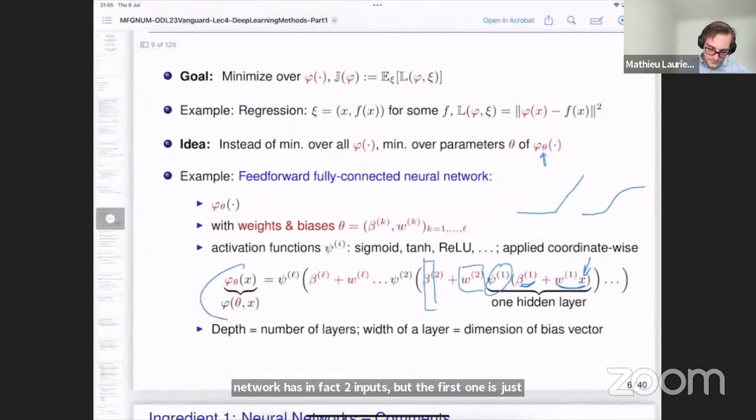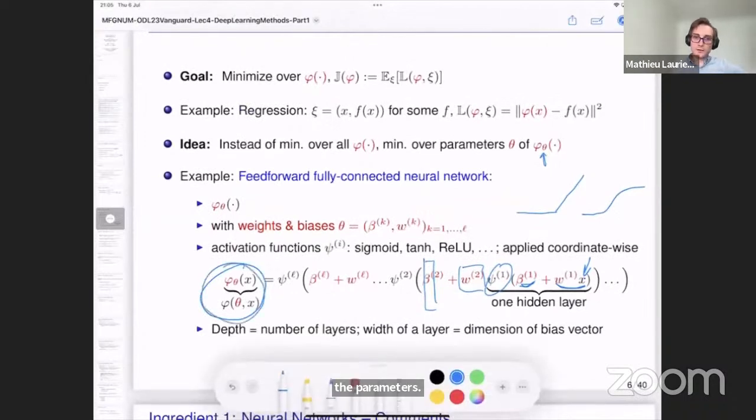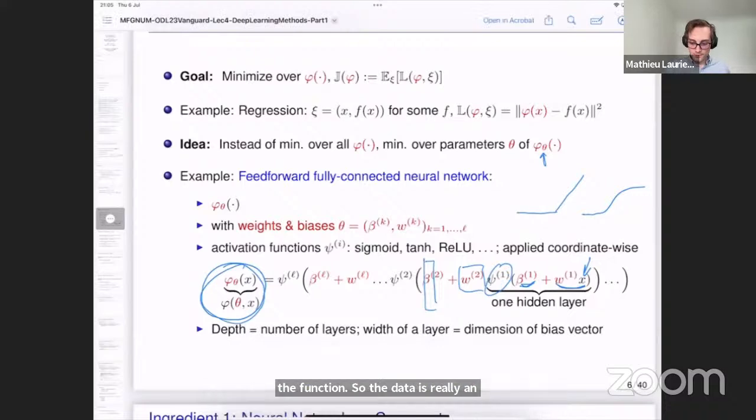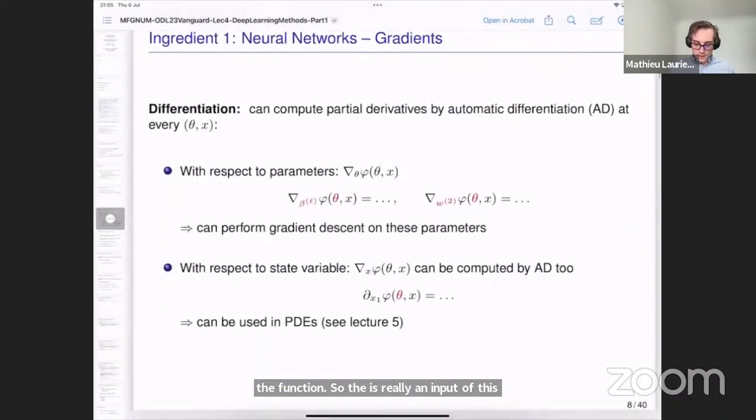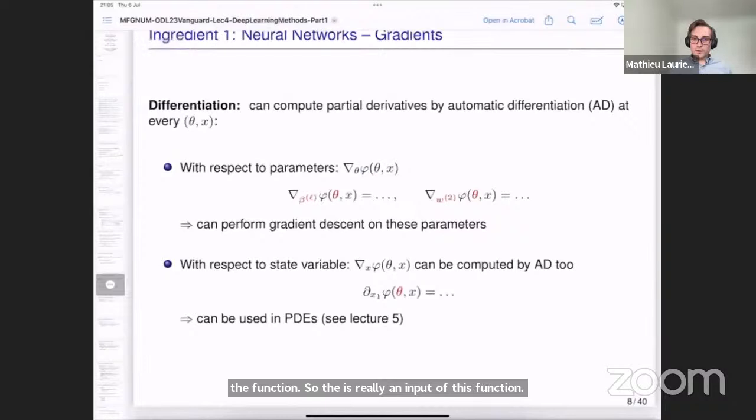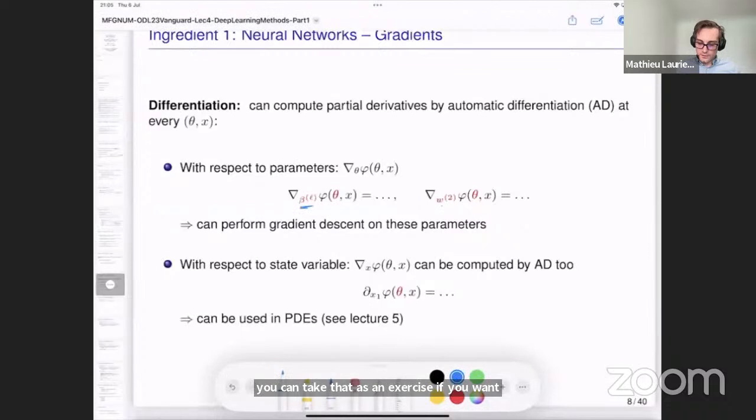If I go back here on the left, you see that sometimes I will use the notation phi subscript theta to mean that theta is a parameter. It's kind of fixed when you want to evaluate the function at x. But if you change theta, of course, you are changing the function. So theta is really an input of this function. You can also compute partial derivatives. You can take that as an exercise if you want. Compute the gradient with respect to beta L, compute the gradient with respect to W2, etc., and see the formulas that you get.